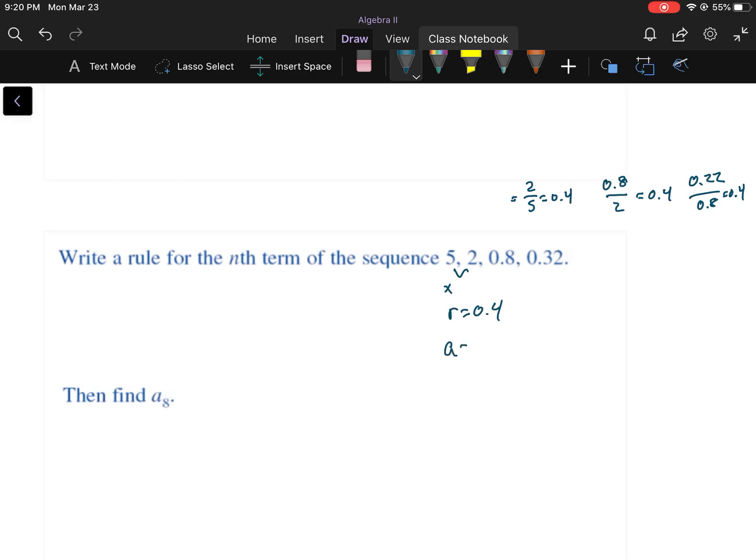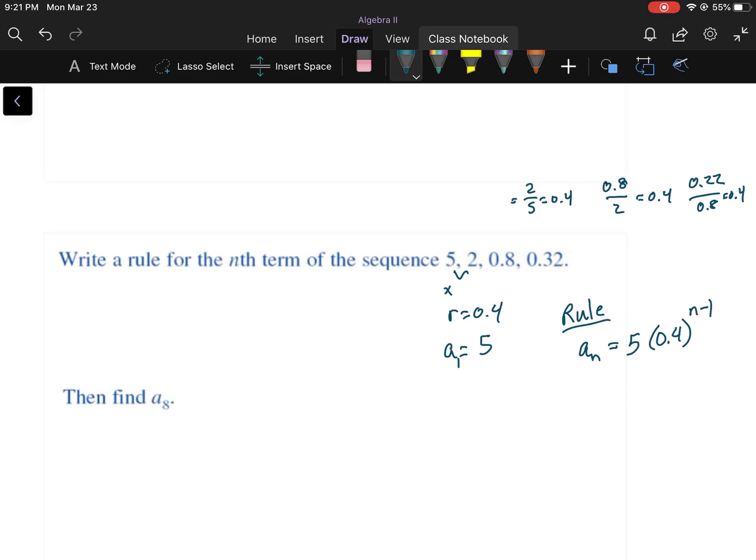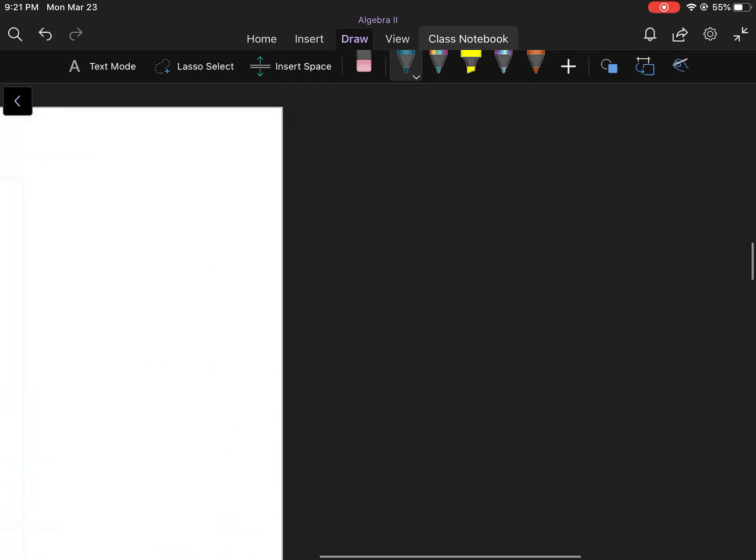Now the other thing I need is my first number, which is 5. So my rule for any specific spot would be 5, and I like to put my common ratios in parentheses, to the n minus 1. So if I want a sub 8, this is basically saying find the number in the 8th spot or position. So if I were to keep this going to the 8th spot, I want to know that number.